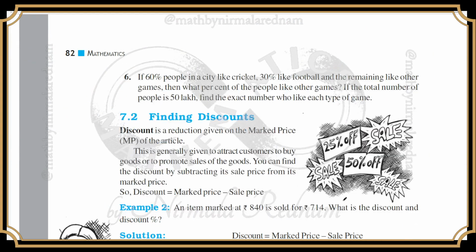Next, sixth question. If 60% people in a city like cricket, 30% like football and remaining like the other games, then what percent of the people like other games? If the total number of people is given, find the exact number who like each of these games. So you have three categories here: cricket, football and others. In terms of percentages, it is 60, 30 and the rest of it, which we'll calculate. And the total is given as 50 lakh people. The total number of people is nothing but 60 lakh.